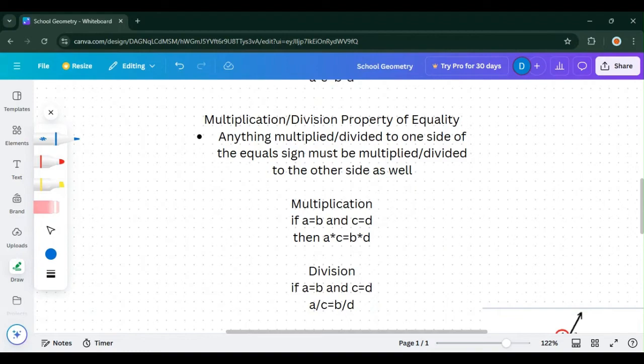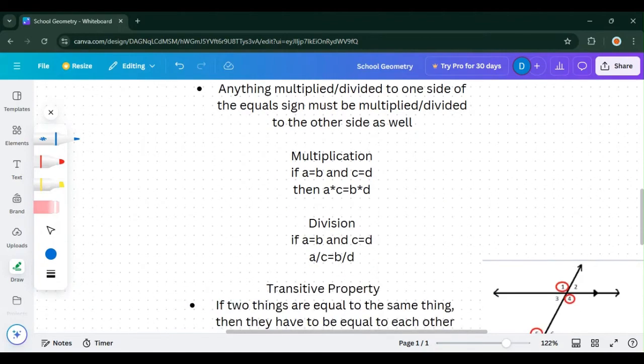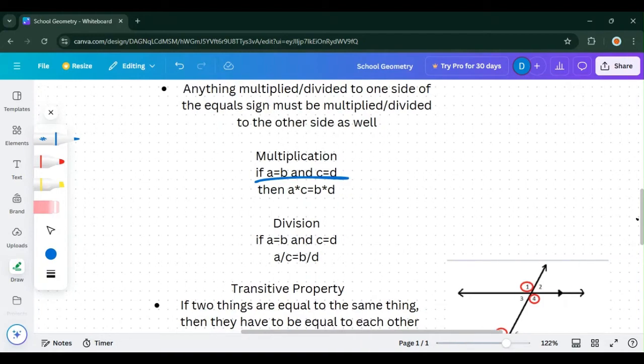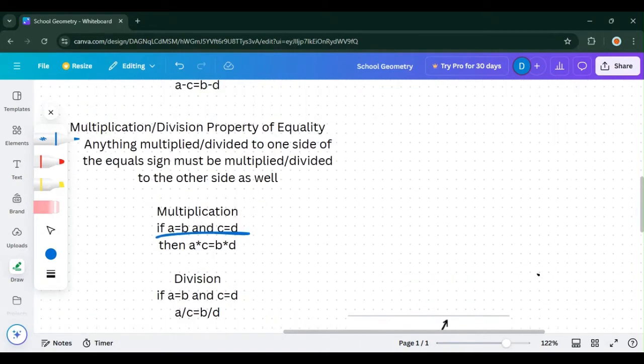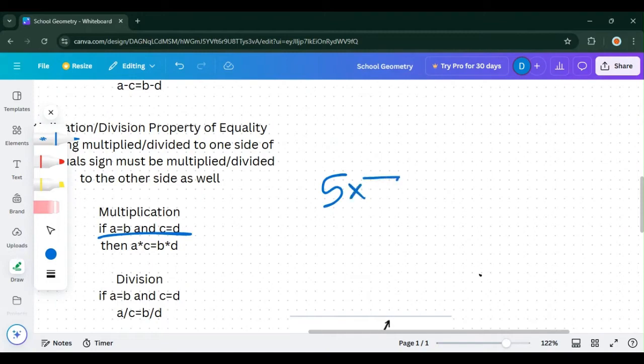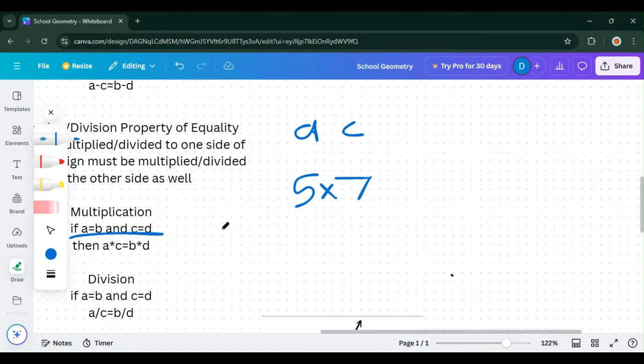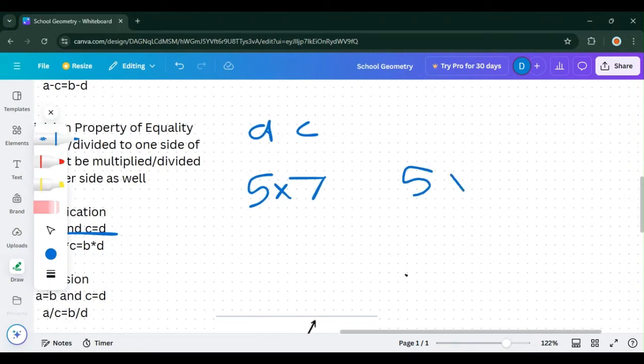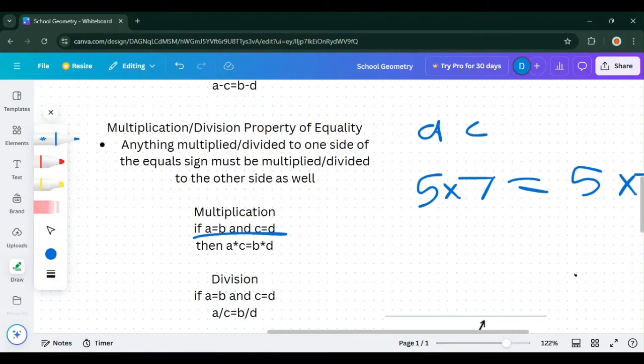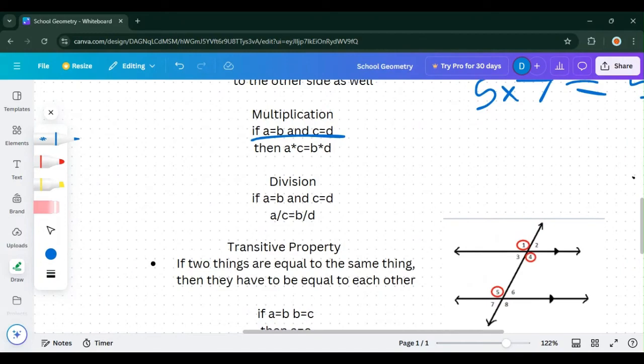Okay, now we have the multiplication slash division property of equality. And this is basically the same as addition and subtraction. Anything multiplied slash divided to one side of the equal sign must be multiplied slash divided to the other side as well. So for multiplication, if A is equal to B and C is equal to D, then A times C is equal to B times D. This is pretty self-explanatory. If we have 5 times 7, A and C right here, then we'll have 5 times 7 as well on the opposite side because they have to be equal. 35 has to be equal to 35. Okay, and then division, basically the same thing.